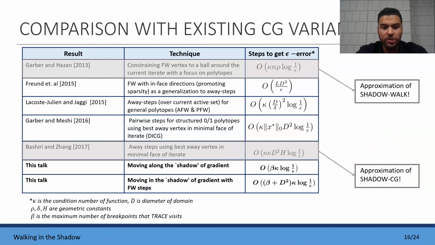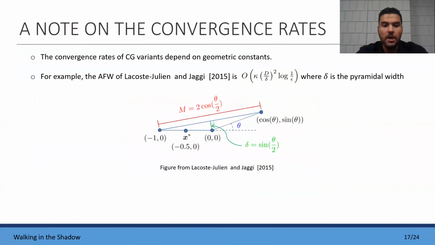More recently, Bashiri and Zhang compute their away step, they find the best away vertex that gives the best alignment with the negative of the gradient. However, I said before that we can use our framework to obtain the best away point and hence find the best away direction. And so their algorithm can be understood as an approximation of shadow CG because they also mix Frank-Wolfe steps and away steps like we do in our algorithm. And when I say approximation, I mean that these algorithms pay for these approximate computations of shadow using these geometric constants.